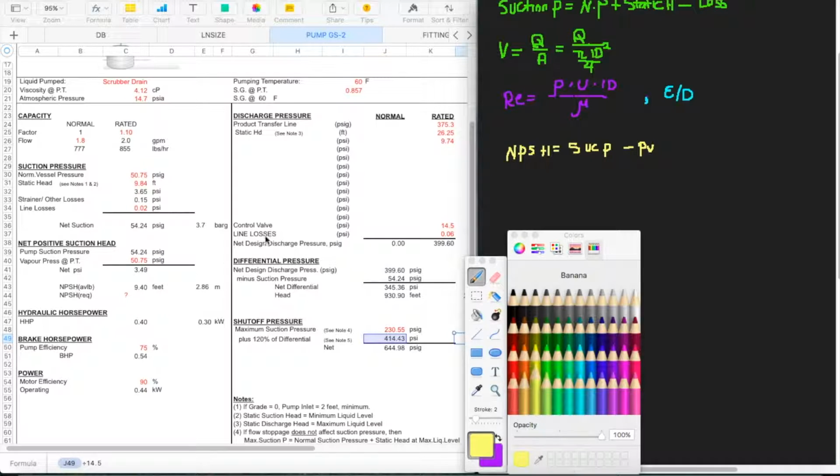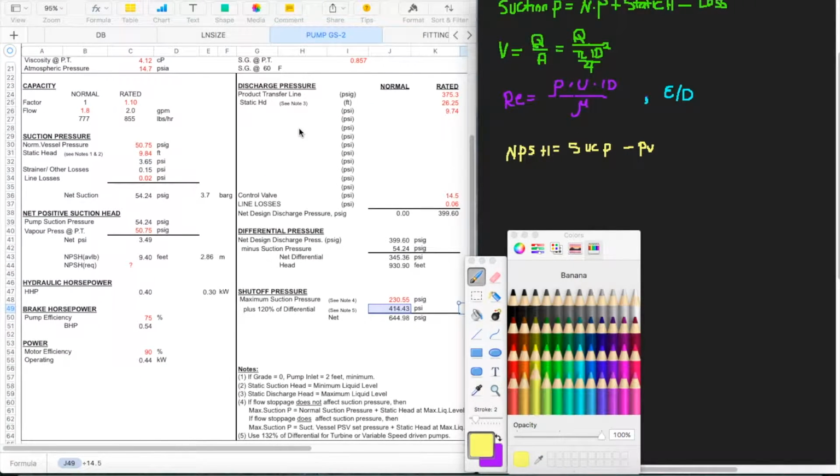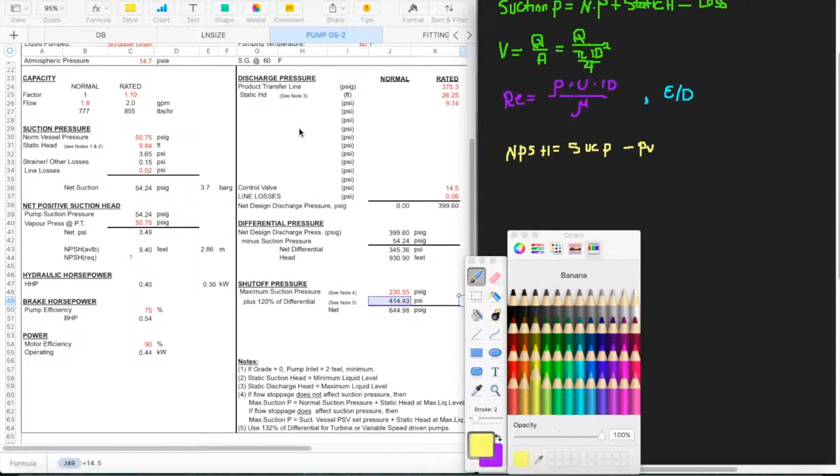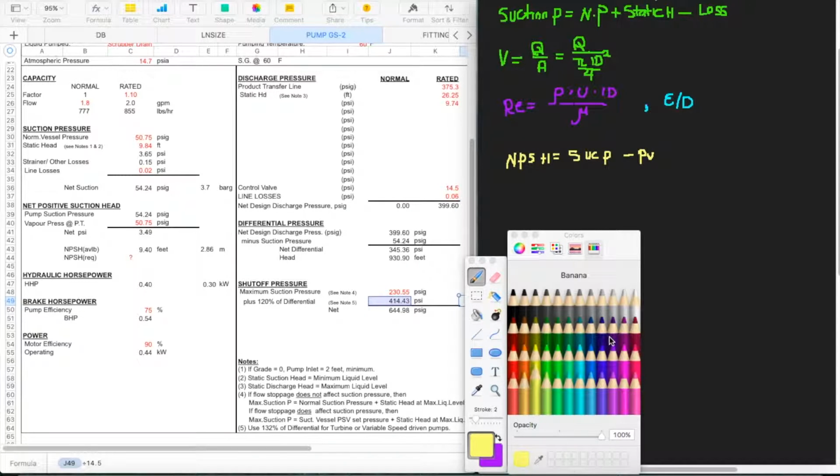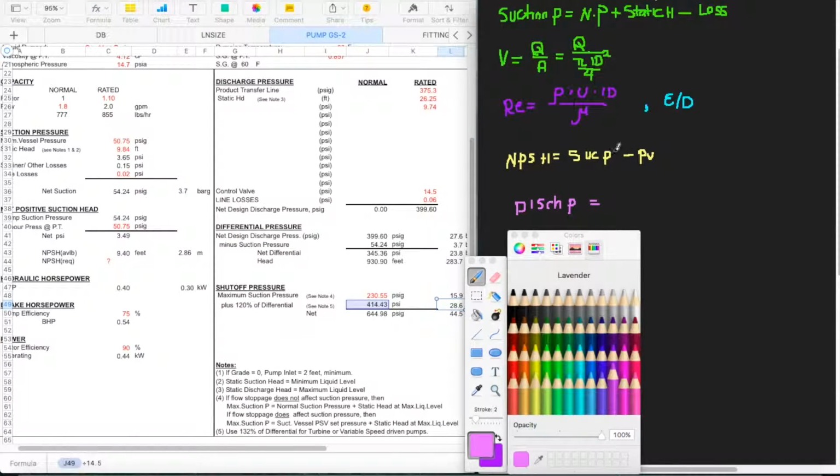Discharge pressure is another factor that we are looking to find the value for. So the difference between suction pressure and discharge pressure is that for suction pressure, we subtract the losses, but for discharge pressure, it is based on whatever we have at the discharge of the line. It can be another tank or it can be a transfer line. For us it is a transfer line, and we know the destination pressure that we have.